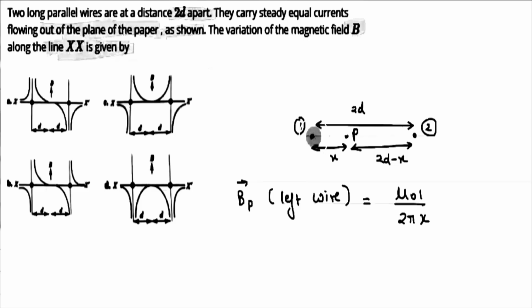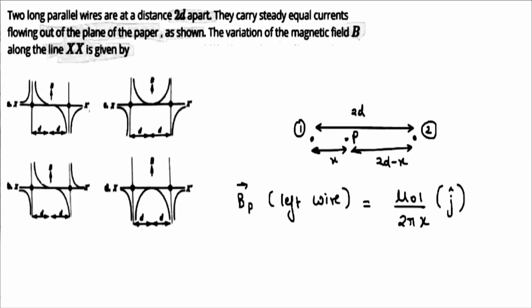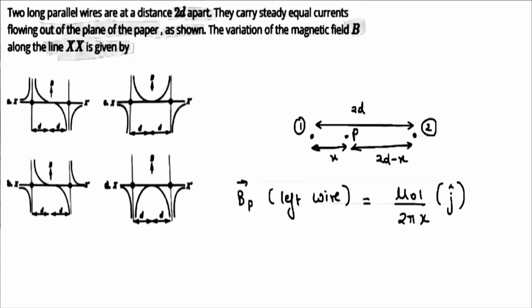So as the current is coming out, the thumb will point in the direction of current, and the fingers curling will give the direction of magnetic field. Alright, so at P the magnetic field direction is upward, that is j cap. Similarly, we can calculate the magnetic field at point P due to the right wire.